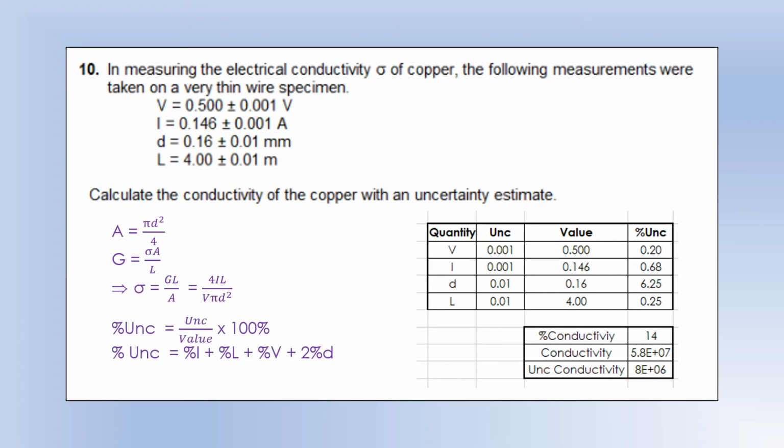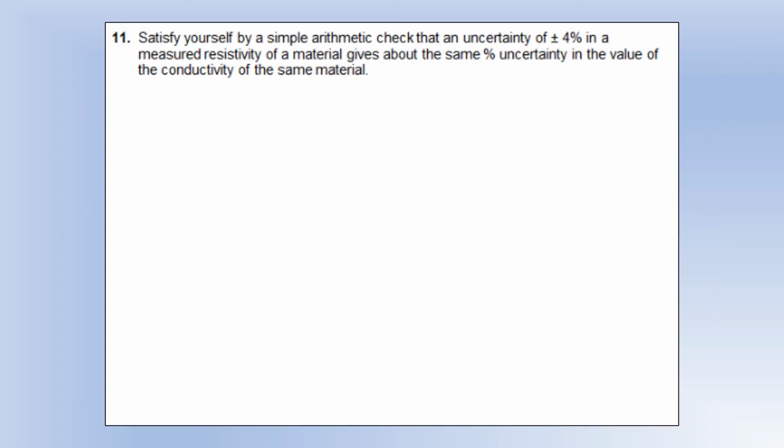And we've done exactly the same kind of stages, but we need to remember to multiply the percentage uncertainty in the diameter by 2 because it's squared in the equation, and that gives us the values you can see on the right-hand side. Okay. So satisfy yourself by a simple arithmetic check that an uncertainty of 4% plus or minus in a resistivity gives about the same percentage uncertainty in the conductivity.